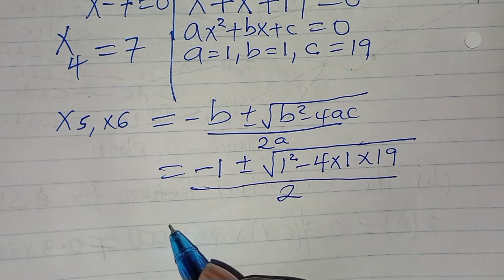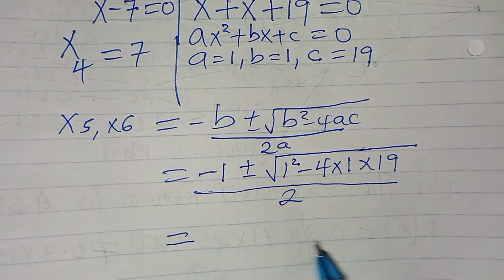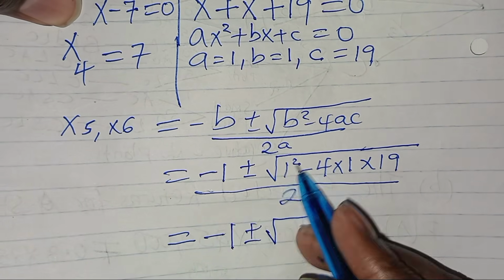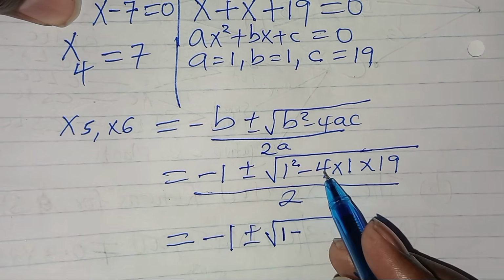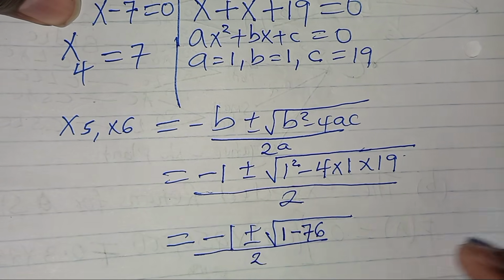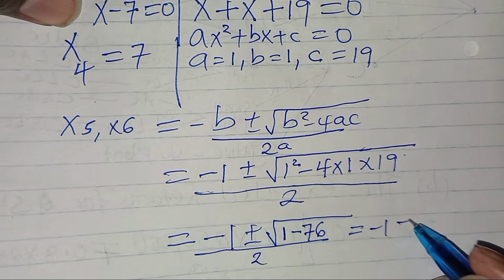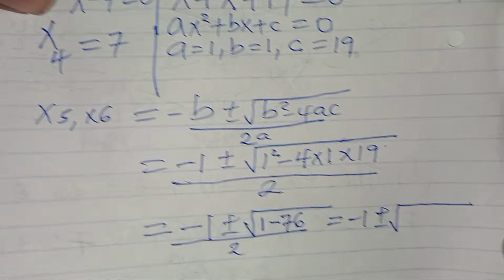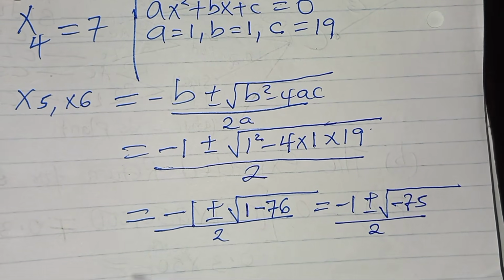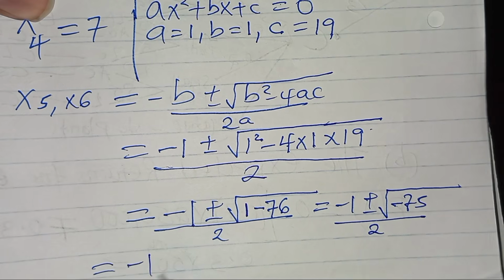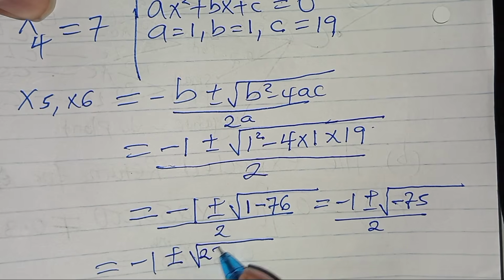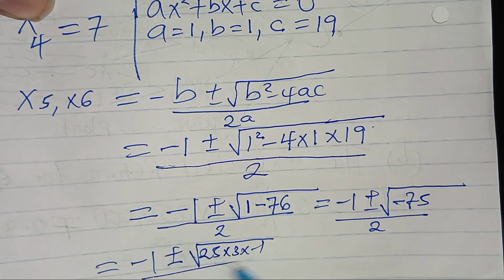Now let's proceed here so that we'll have negative 1 plus or minus the square root of, now this is 1 squared is 1, subtract 4 times 19, this is actually 76, all this divided by 2. Now this is equal to negative 1 plus or minus the square root of negative 75 divided by 2. So this follows that we'll have negative 1 plus or minus. Now the square root of negative 75 can be expressed as 25 times 3 times negative 1 divided by 2.